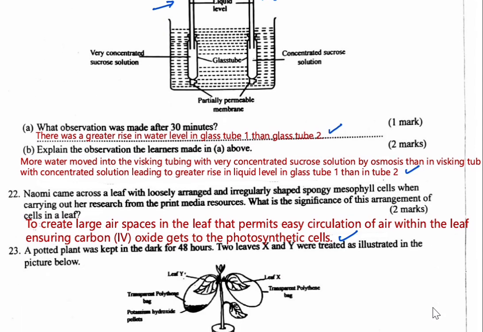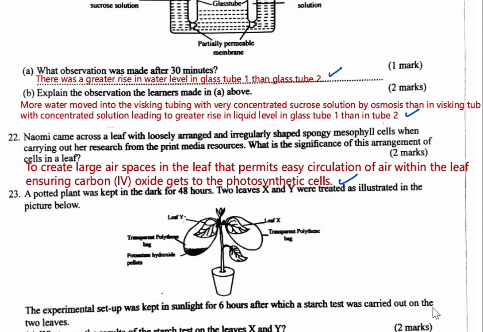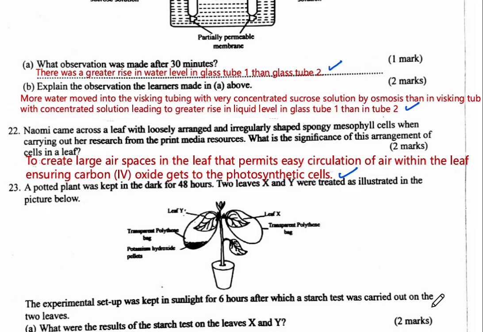Continue to question number 23, a very common question. If you have been following my tutorials, this question you have discussed it severally. Here we have question number 23. Potato plant was kept in the dark for 48 hours. 2 leaves X and Y were treated as illustrated in the picture below. Here we have leaf Y, then here we have leaf X.